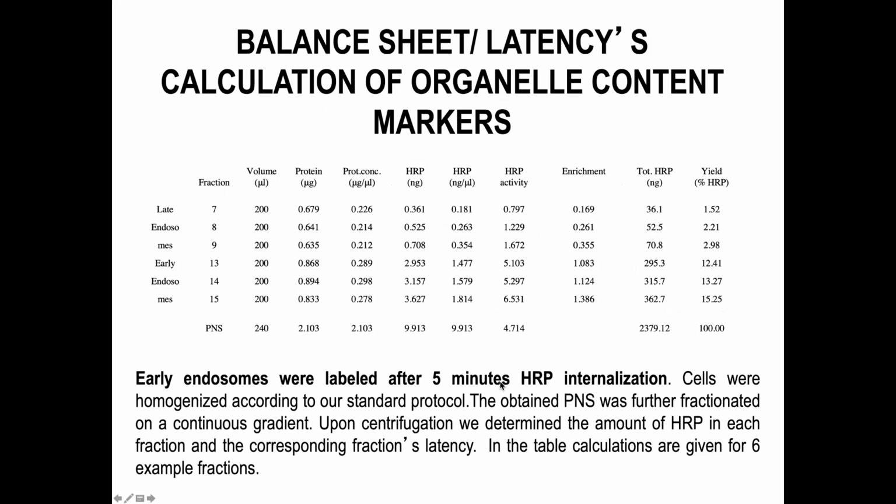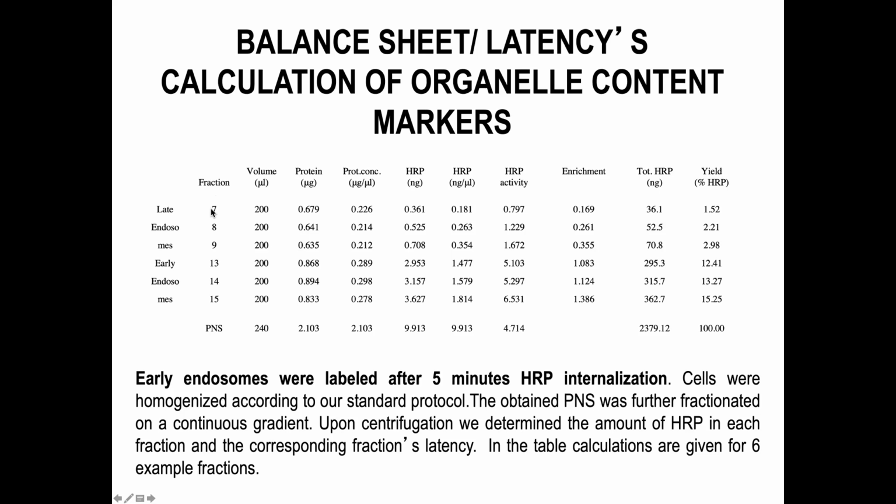This is just an example. I guide you briefly through that, you see how one adjusts an Excel sheet or a matrix for that. On the left side, we have the fractions. They are numbered. The fractions we collect, so these are 15 or 20 fractions, and the starting fraction is the post-nuclear supernatant, and the light fractions are on top, the heavy fractions are on the bottom of the gradient, and we collect the gradient from the top.